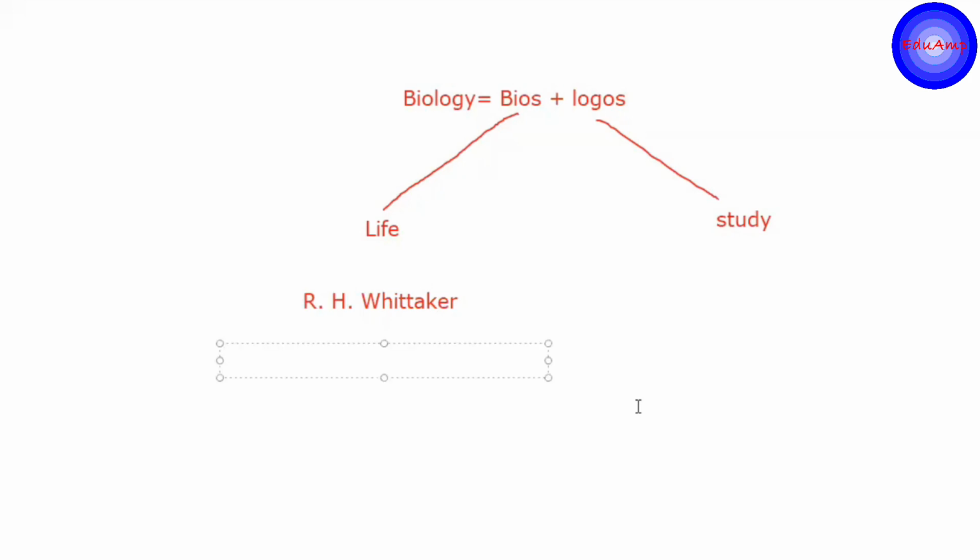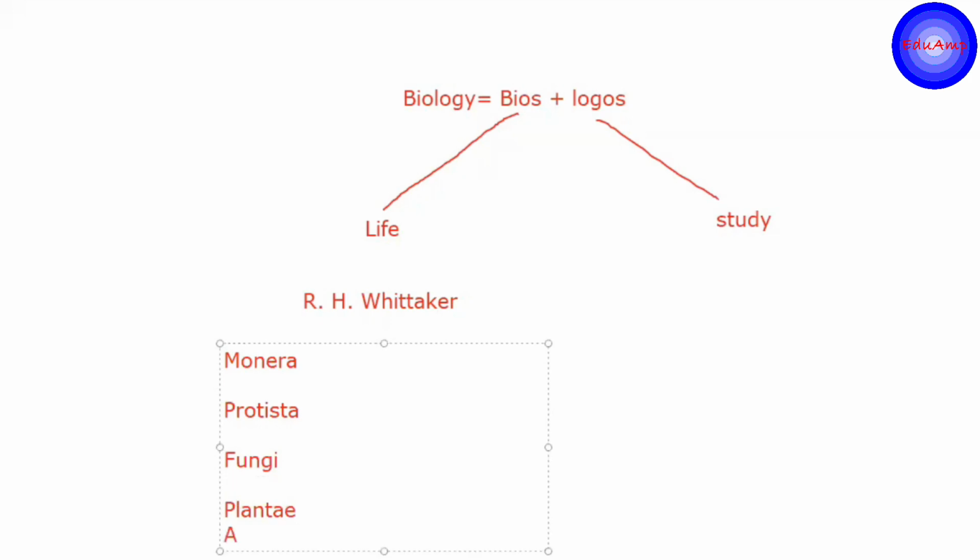kingdoms. And these kingdoms are kingdom Monera, then kingdom Protista, then kingdom fungi, then kingdom plantae, and then kingdom animalia. So I hope you're familiar with this.